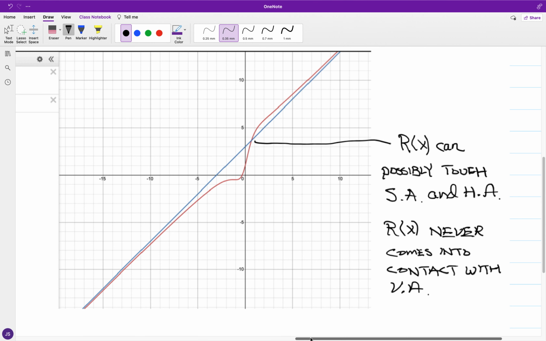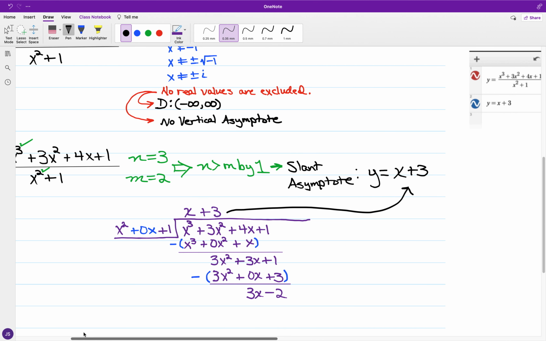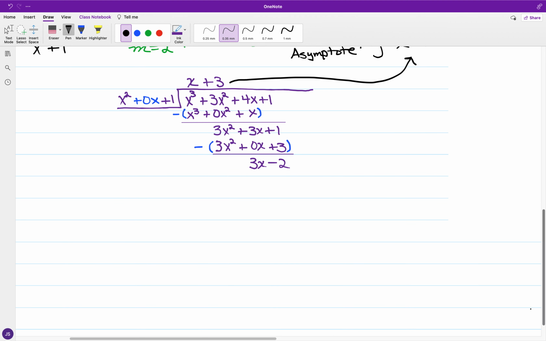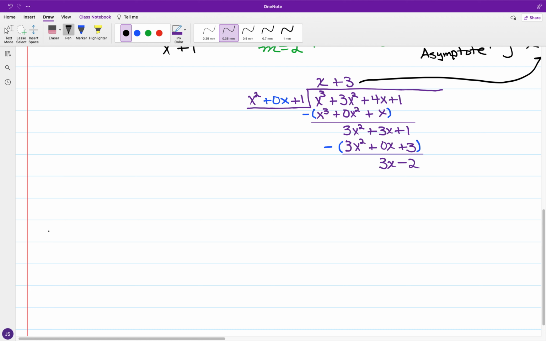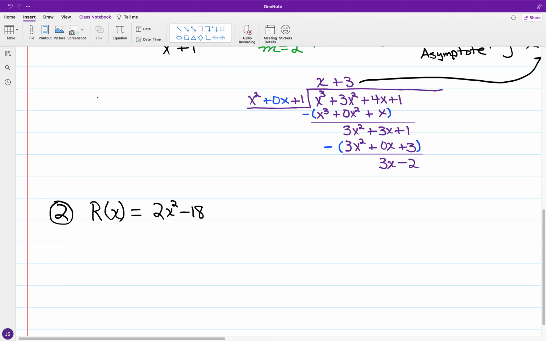Now another case of what we have concerning domain and asymptotes, in the case of r of x, we have r of x is equal to 2x squared minus 18, all over x squared plus 5x plus 6.